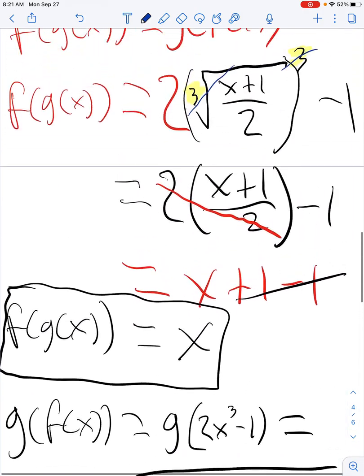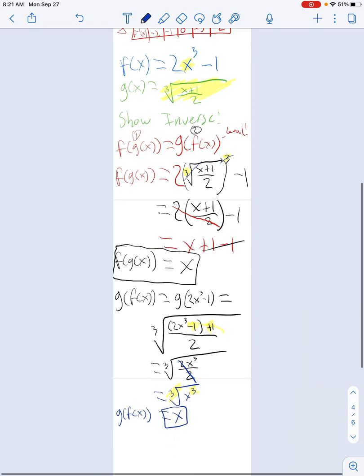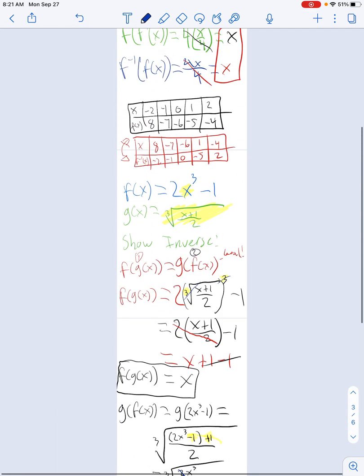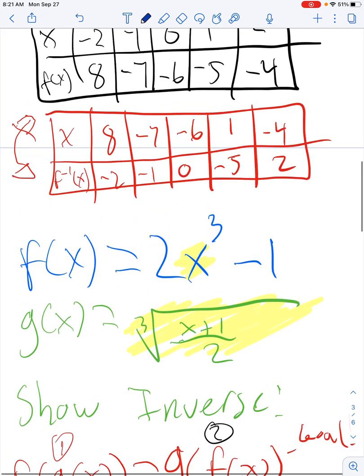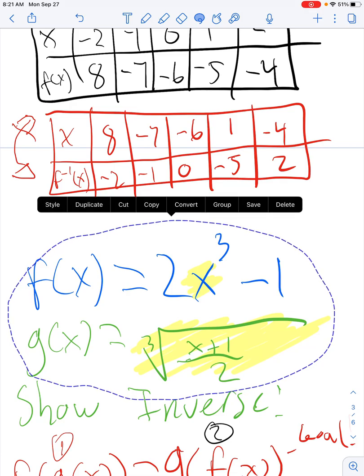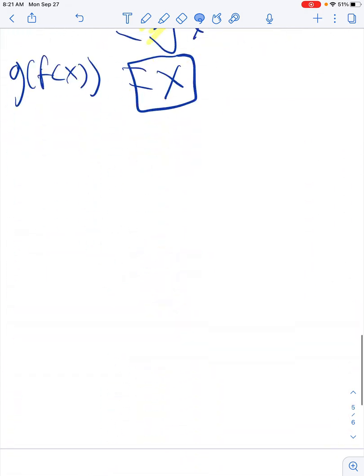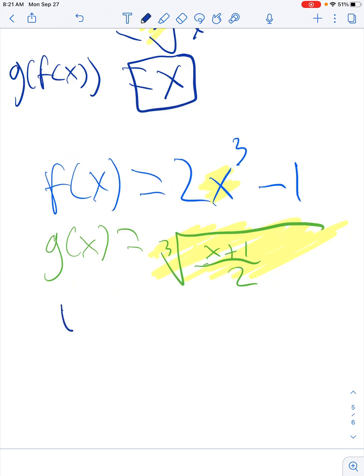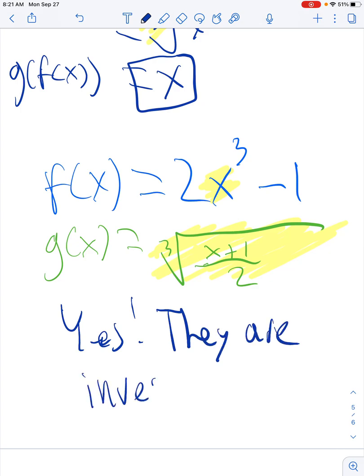Did we get the same answer? Yes, we did. Therefore, we have proved algebraically that these two functions that we started with are inverses. So, copy, paste, move it over. Yes, they are inverses. Nice.